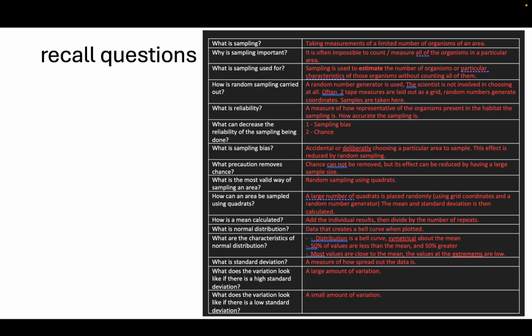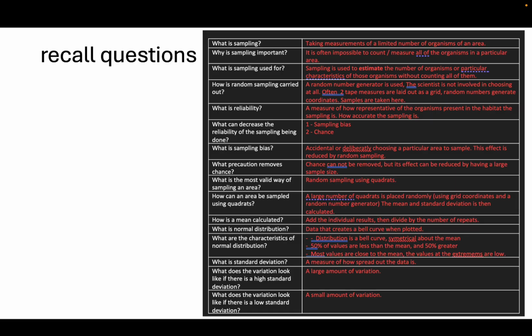The most valid way of sampling an area is random sampling with quadrats. If you're looking at organisms that don't move, you can sample with quadrats by placing a large number of them, such as, for example, 50, randomly using grid coordinates and a random number generator, and then calculating a mean and standard deviation. A mean is calculated by adding the individual results, then dividing by the number of repeats.